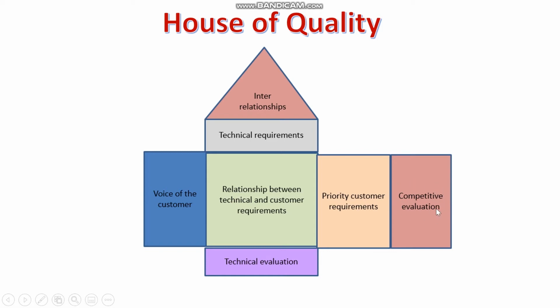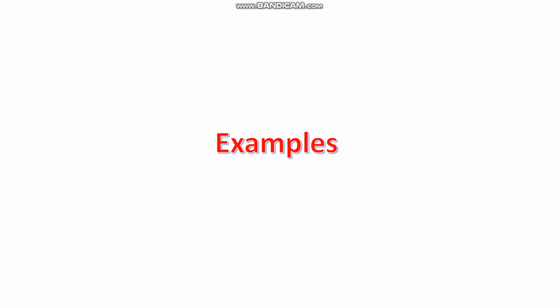See, there is customer A and customer B, or product A and product B, and we can compare product A and product B, and how we can improve our product according to the customer requirement to penetrate the market. So we can do this as the outcome of this house of quality. See, examples are given here.